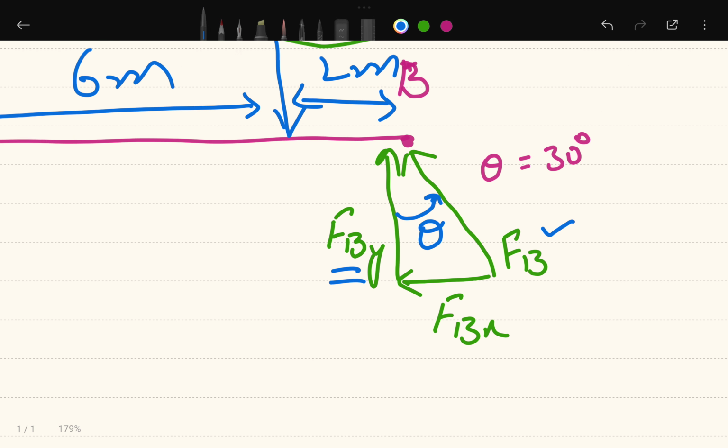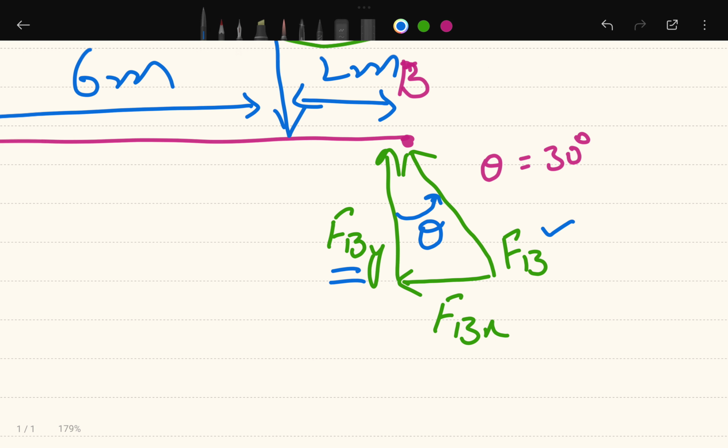All right, now it is very important that we found FBY, because we see this triangle, the green triangle, where we have FB as one side, FBX as the other side, and FBY as the third side. And we also know the angle theta, which is equal to 30 now. So for a right angle triangle to be solved completely, if you know two things, you can find out all the things. So we know one vertical force, we can actually find out the second force, horizontal force, FBX, solving this triangle. Okay, so let's do that.